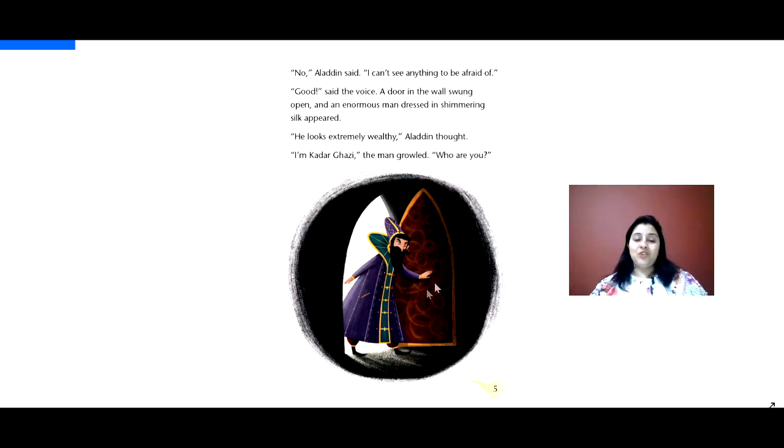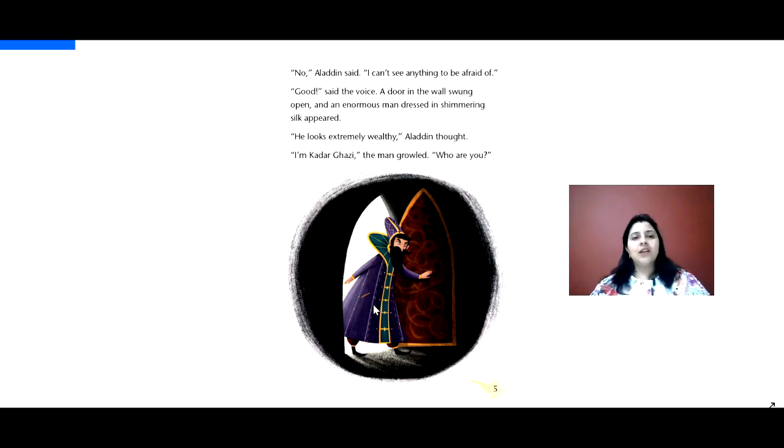Look in the picture. There was a door in the wall and it swung open, and an enormous man. See the powerful adjective used here. Enormous man dressed in shimmering silk appeared. Look, this is the man, and he was dressed up in a silk gown or coat. He looks extremely wealthy, Aladdin thought. Aladdin thought, wow, he looks wealthy.